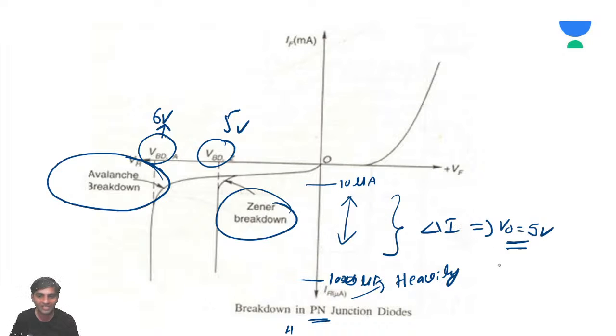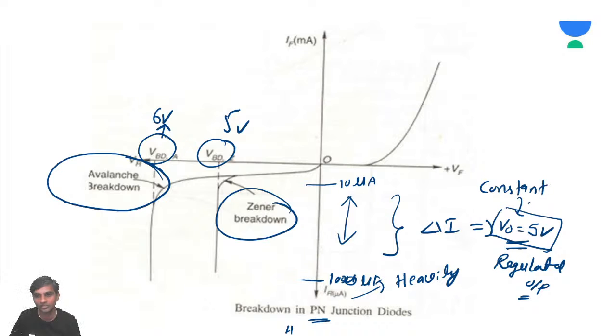It means we will call it a regulated output. Irrespective of change in current, you get some constant value, some constant voltage V0. Very good advantage of this. Okay, now we'll move on.